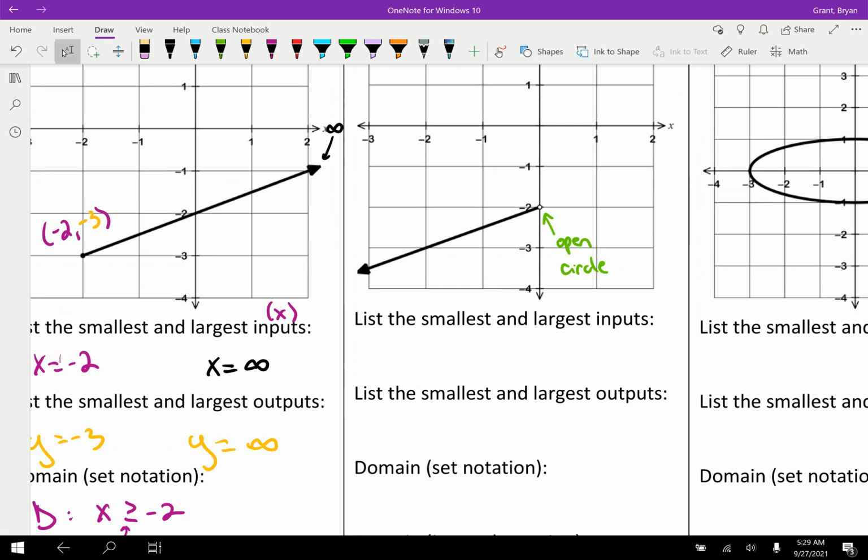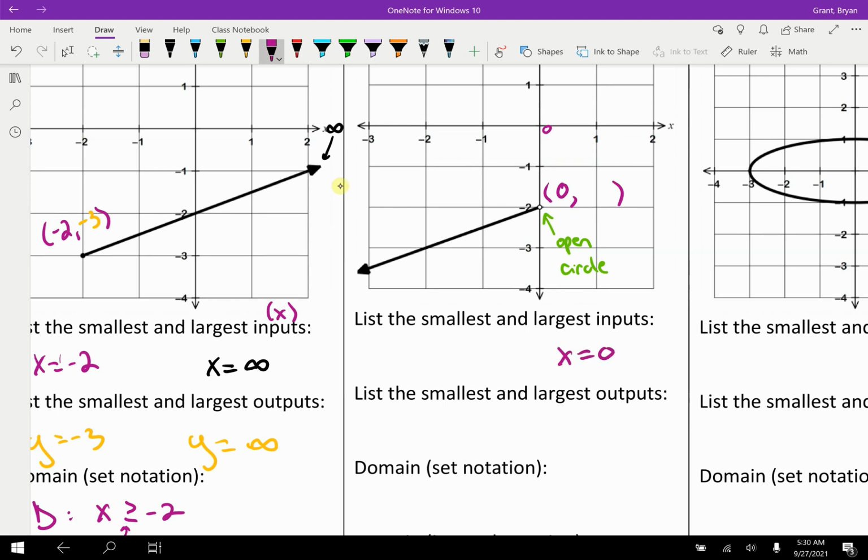All right, let's go smallest and largest outputs. Well, this one is definitely a little bit weird because this graph goes down forever. So if we think about the x-axis, the largest x is pretty easy, right? There's no x of 1 on your graph anywhere. There's no x of 2 because it stops at an x of 0. This is the point 0, comma something. So I think the largest x on this graph will be 0.